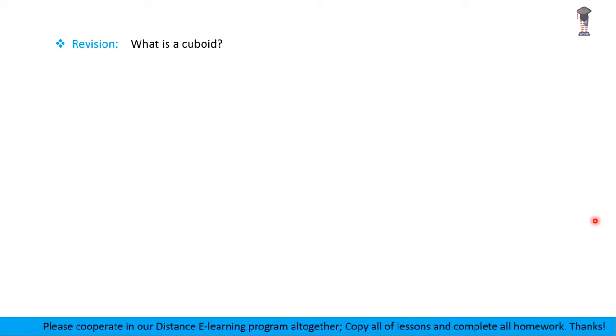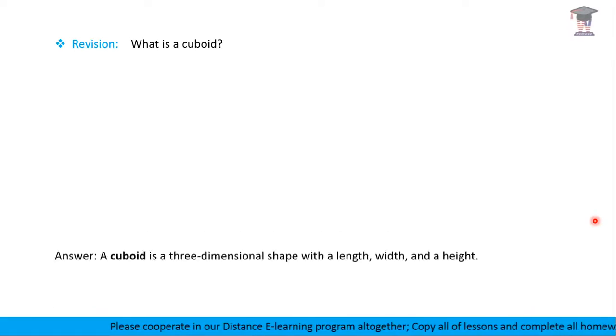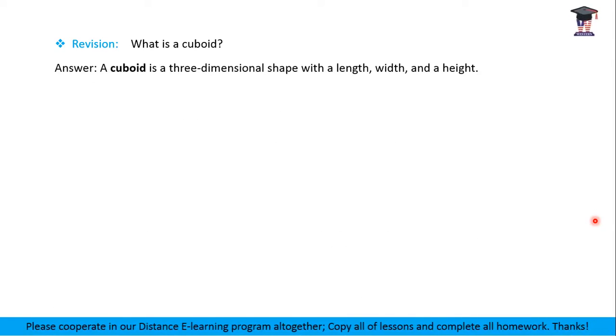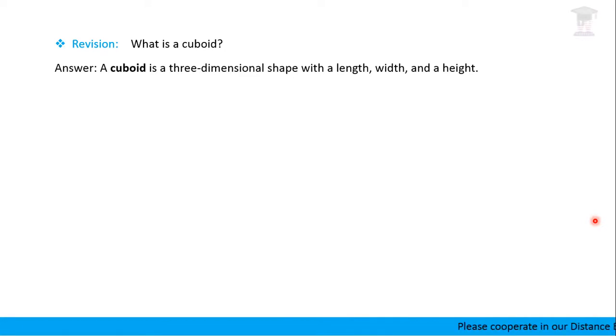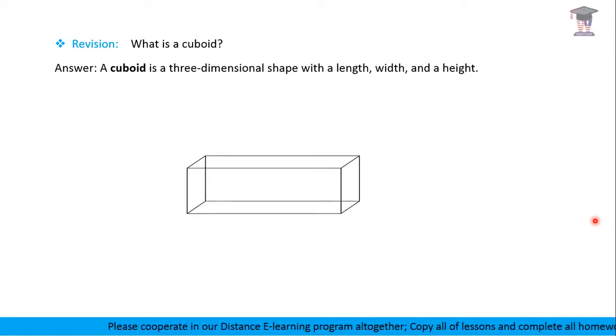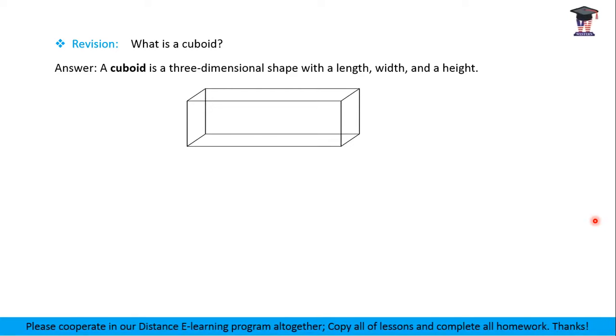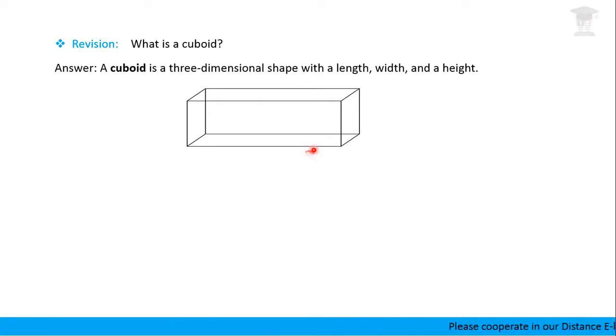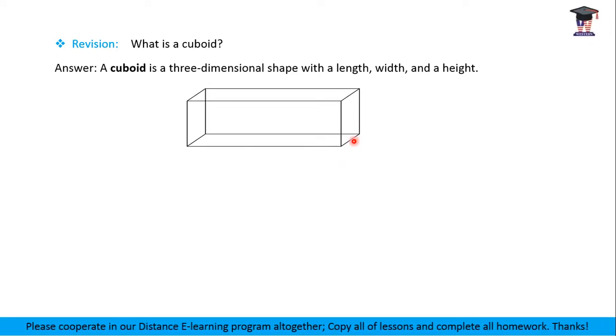Okay, do you know what is a cuboid? Yeah, a cuboid is a 3-dimensional solid with a length, width, and a height. Here is the figure of a cuboid. We have the longer side here as the length, and this is just width, and this is just height.